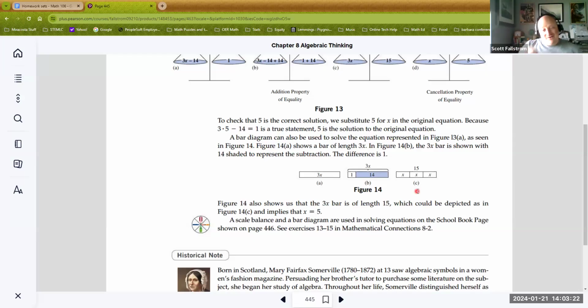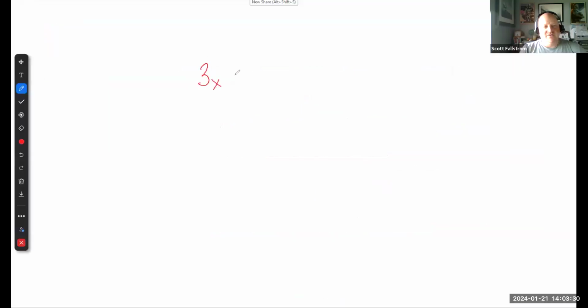Okay, so here's my way of doing it, which again, I hope you like. If not, feel free to use any of the others that you've seen. Okay, so here's the idea. 3x minus 14 equals 1 is the equation.